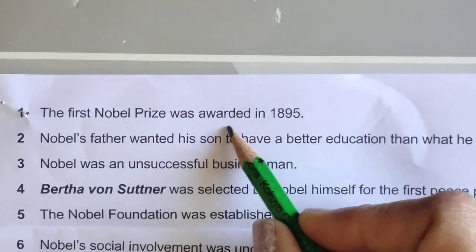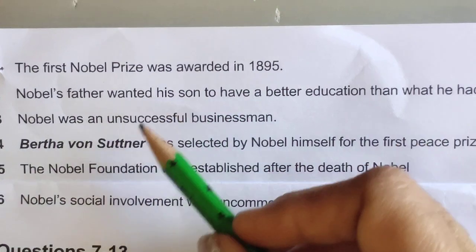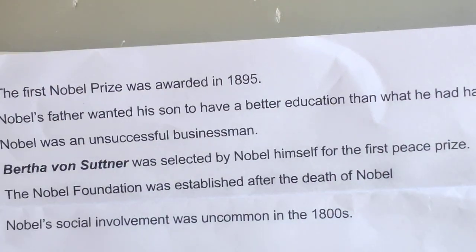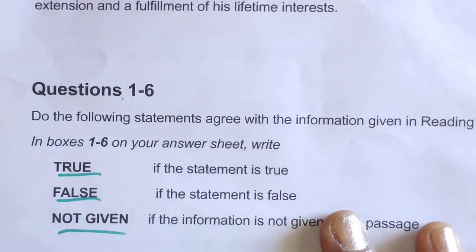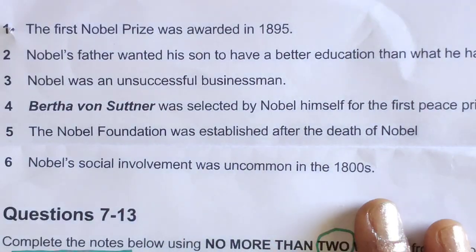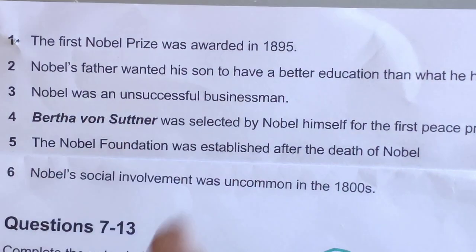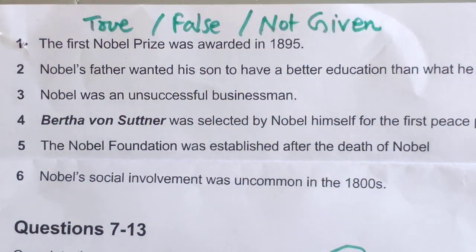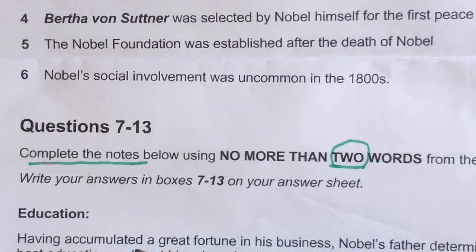These are true, false, not given questions from 1 to 6. The instructions were on the prior page, you can see that. So I will be starting my test from this first type of question. And if you are a beginner, try to do these kinds of readings where you have true, false, not given and complete the notes or summary below.